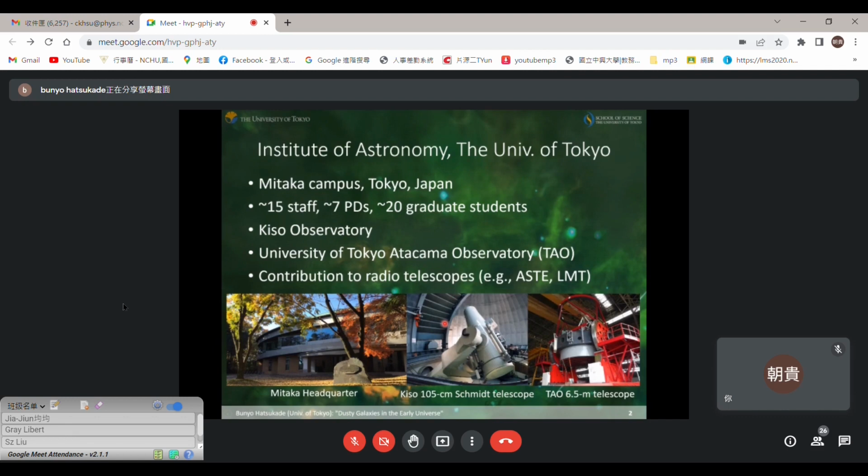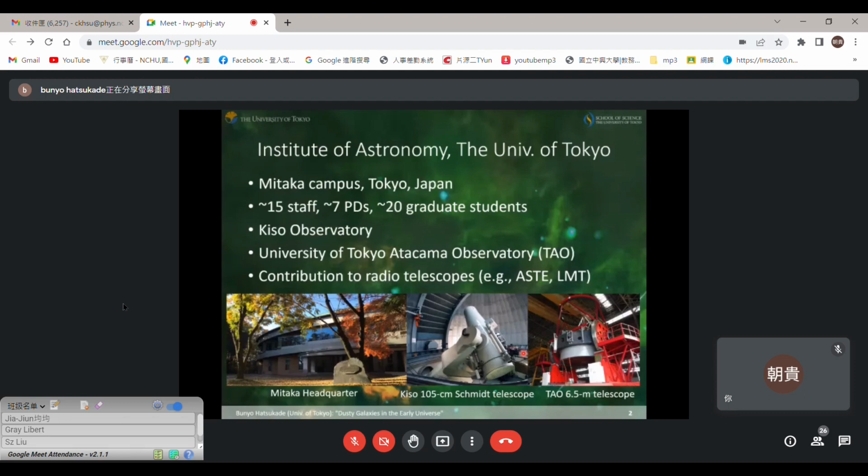This telescope has a very wide field of view covering a wide area of the sky, which is very useful for uncovering very bright objects, rare objects, or studying the statistical properties of a large number of objects. We are also operating the University of Tokyo Atacama Observatory tower in the Atacama Desert in Chile at an altitude of about 5,600 meters. We are now constructing a new optical and infrared telescope with a diameter of 6.5 meters.